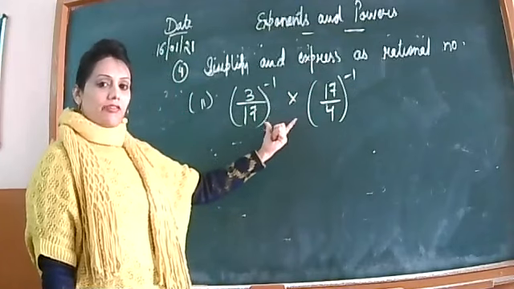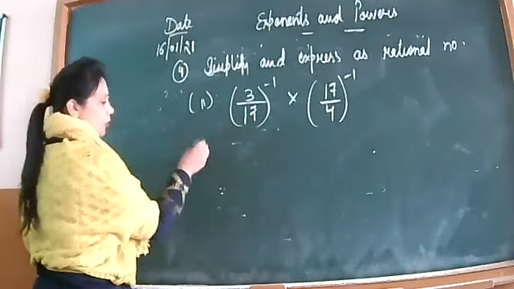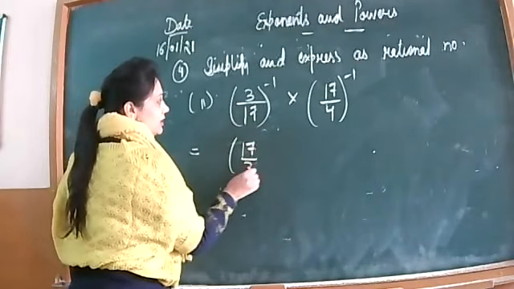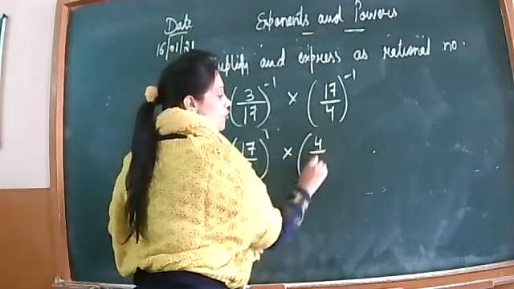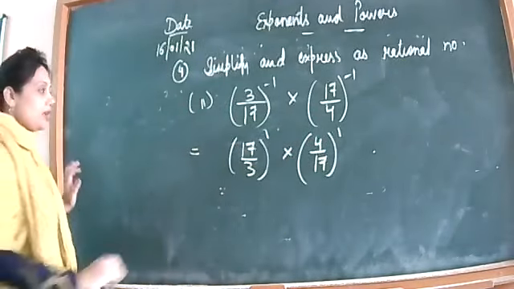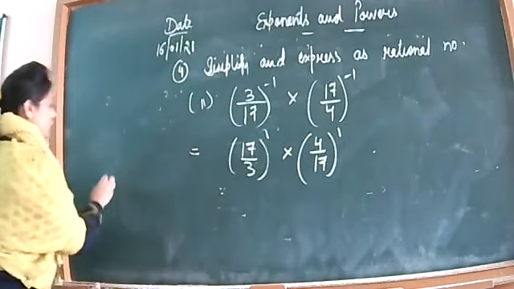Okay? Or else what will we do? The negative power, what will we make it first? Positive, so as to avoid the confusion. It can be written as 17 by 3 power 1 multiply 4 by 17 power 1. Fine. Now again the bases are different, powers are same.